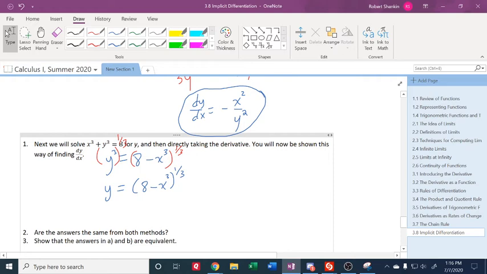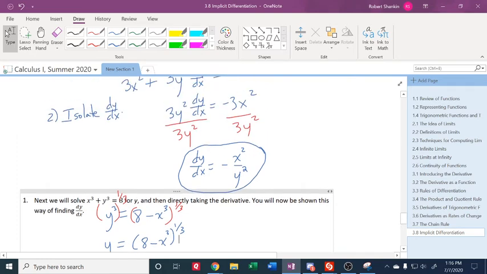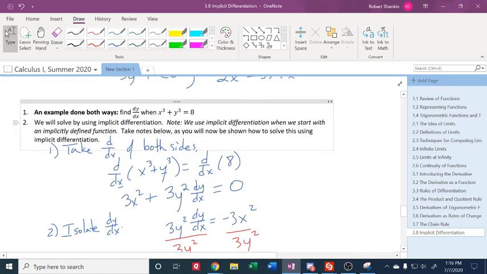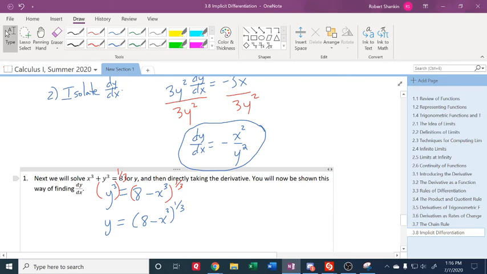All right. Now, because we could do this, we would have never done implicit differentiation. The only time you really do implicit differentiation is when it's impossible to solve for y. When you can solve for y, you just do it. And you'll see why, because we're going to get a better answer when we do this.